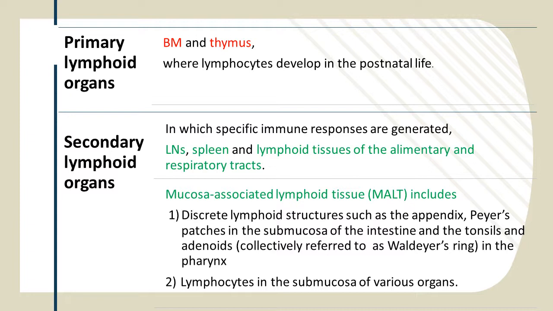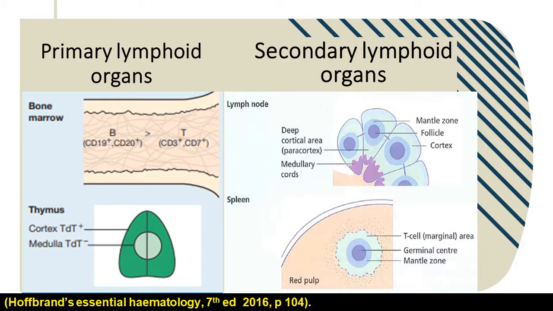Secondly is the lymphocytes in the submucosa of various organs. This figure illustrates both primary and secondary lymphoid organs. The primary lymphoid organs where lymphocytes develop in the postnatal life include bone marrow and the thymus. In the bone marrow, the B cells are more prominent than the T cells. The immune markers of the B cells are mainly cluster of differentiation 19 and cluster of differentiation 20, whereas the immune markers of the T cells are mainly the cluster of differentiation 3 and cluster of differentiation 7.